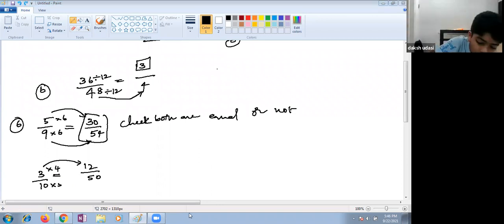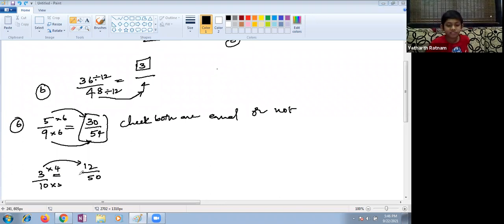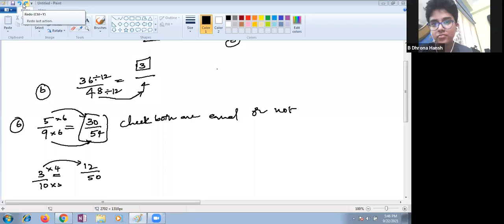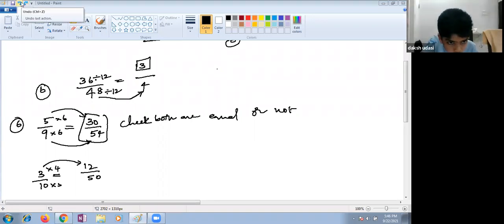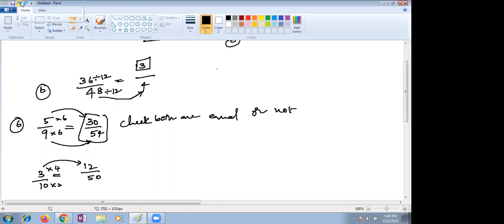Very good. Yes, Daksh, you are correct. They are equal. Ma'am, instead of 12, it should have been 15, ma'am. Then only it would have been correct. Exactly. Either the numerator should be 15 or the denominator should be 40. Very good.